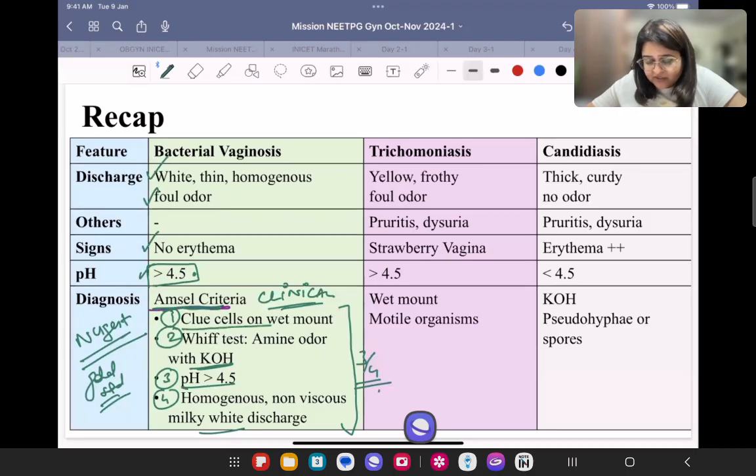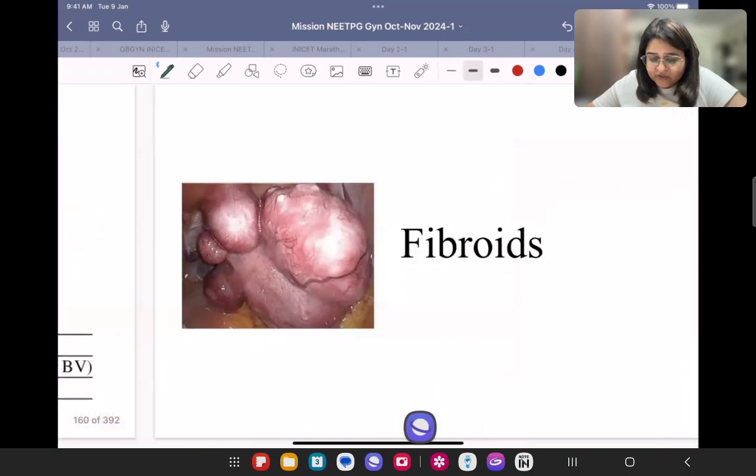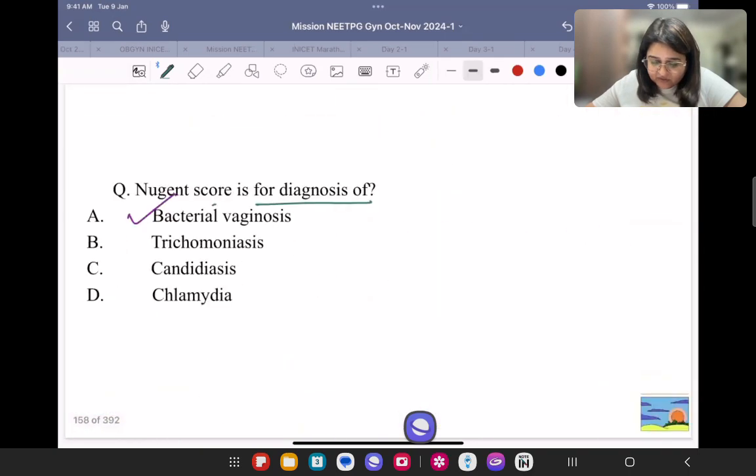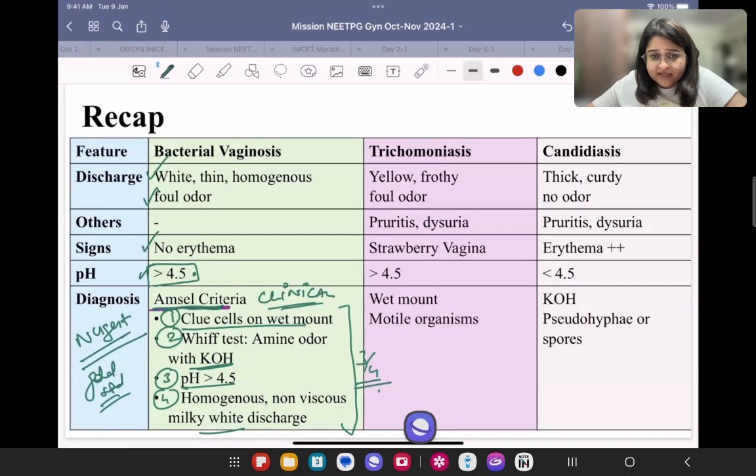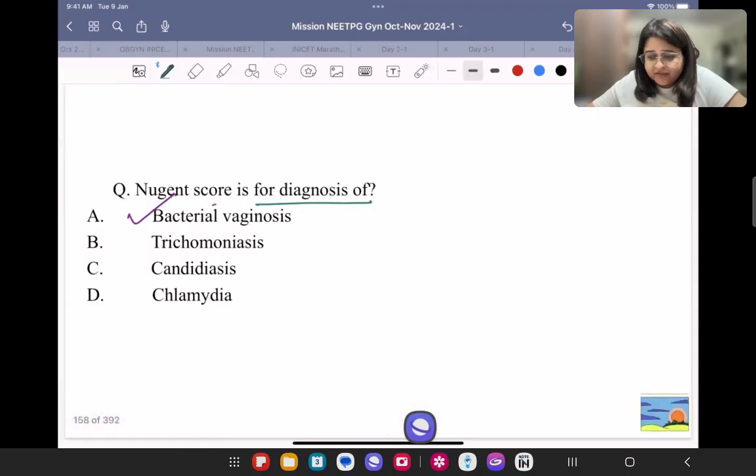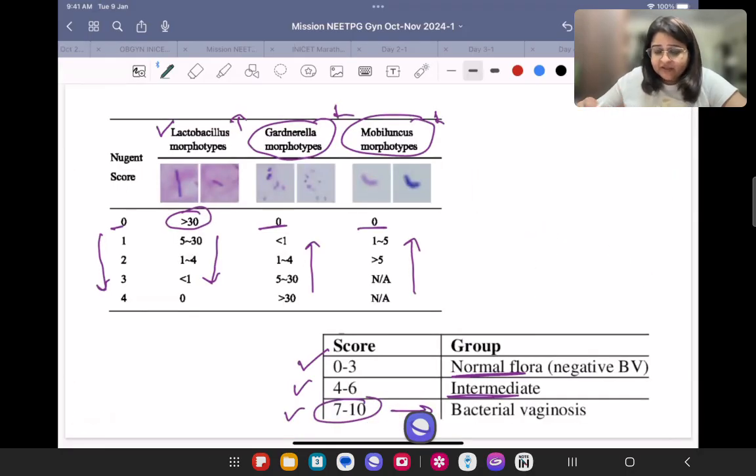Now, what are these clue cells? Clue cells are cells which appear. Oh, the slide has this. I think the workbook has the slide of clue cells. Is it there? Here is the Nugent scoring slide. My clue cells slide has gone missing.